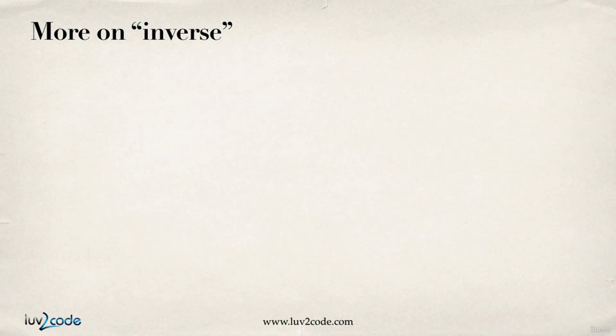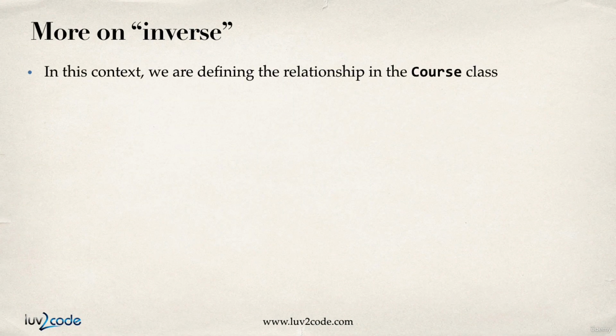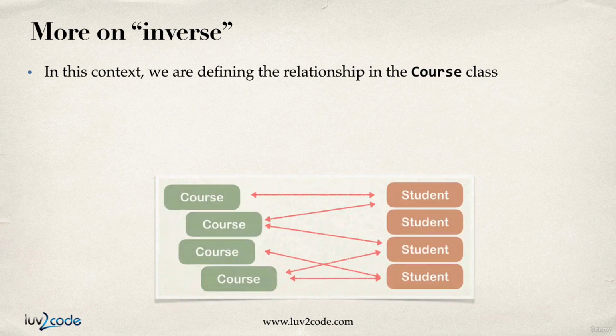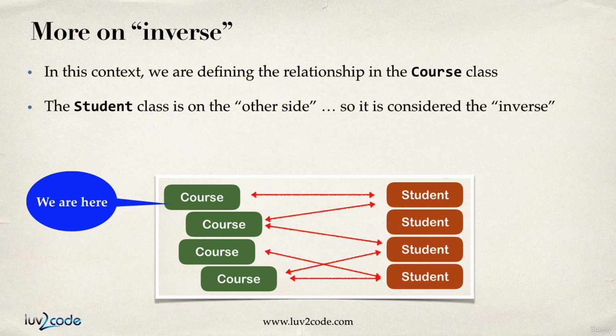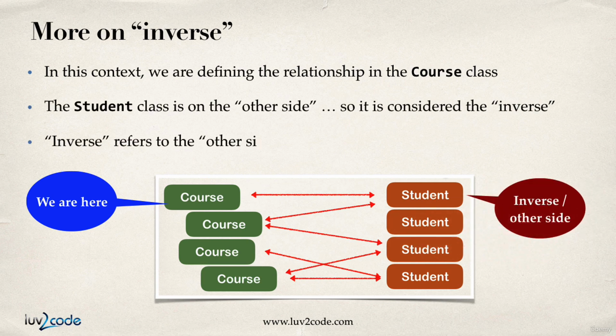Okay, so let's dig a little bit deeper here. So more on the inverse. So in this context, we're defining a relationship in the course class. So we are here. So we're on the course side of the house. The student class is on the other side. So it's considered the inverse. So inverse refers to the other side of the relationship. So we're defining code in course. The inverse is the actual student reference. So that's the other side.